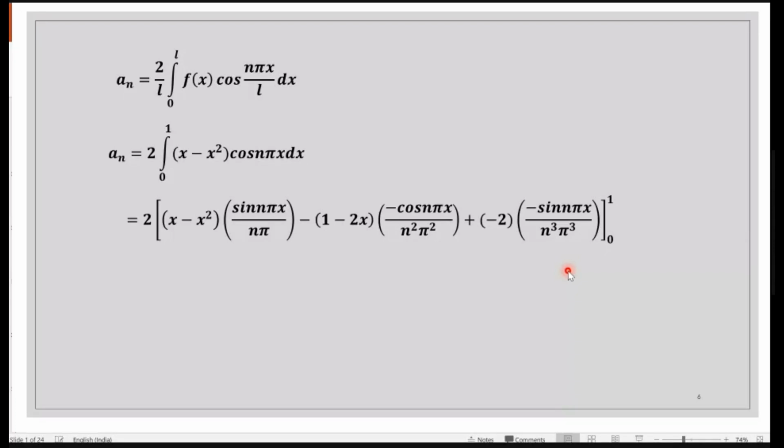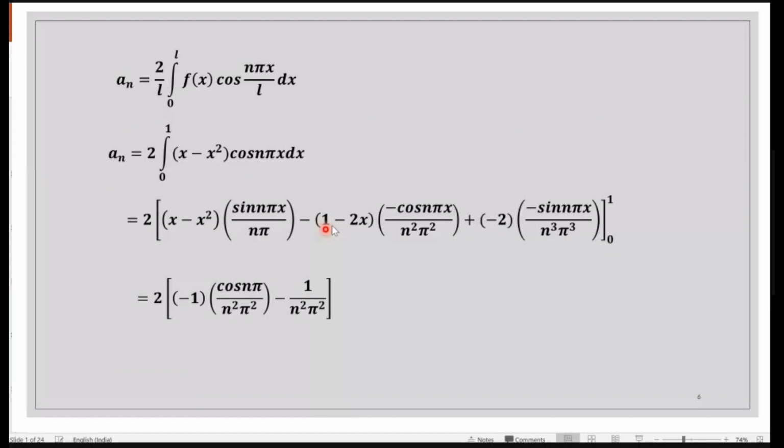Apply the upper limit and the lower limit. So when we apply the upper limit, here sin n pi, when x is 1, sin n pi is 0. Here also the first and the third terms are 0 when x is 1 and x is 0. Only the second term will remain. In the second term, we have to put x as 1 and x as 0. So when x is 1, you have minus sign here, 1 minus 2, which is again minus sign. Okay, I have taken minus into minus is plus, cos n pi upon n square pi square.